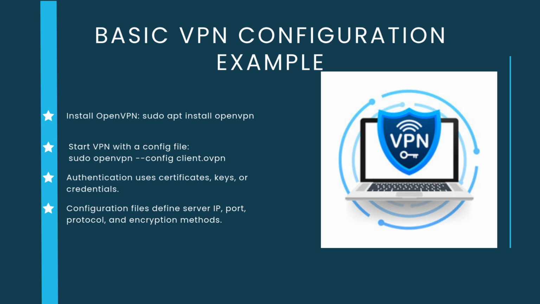Here's what it looks like in action. To set up OpenVPN, you install it with a single command, then you run it using a config file that contains all the key details: server address, port, protocol, and encryption settings. You can authenticate users with certificates, shared keys, or login credentials. This flexibility means you can tailor your VPN for performance or for maximum security, whichever your environment demands.